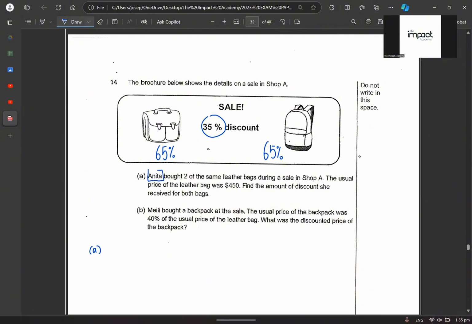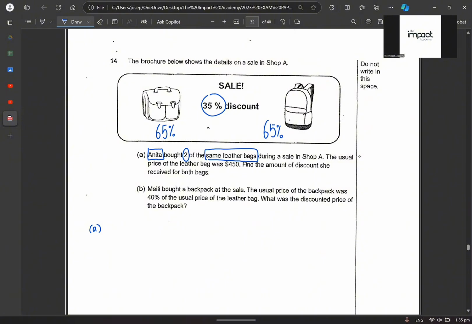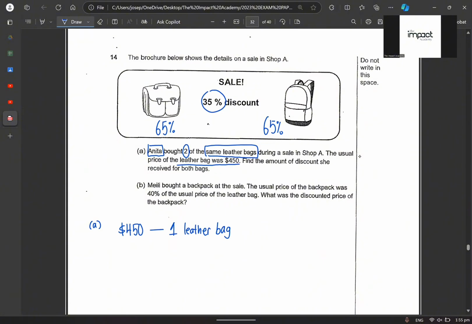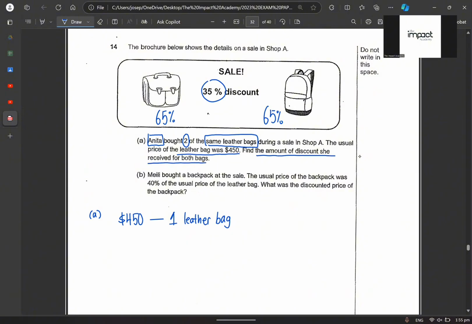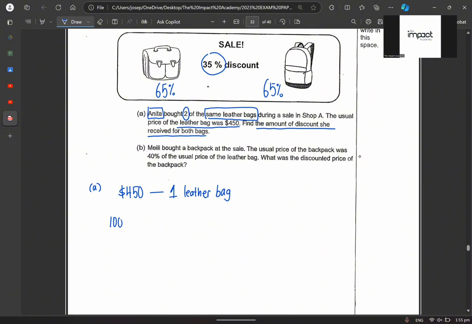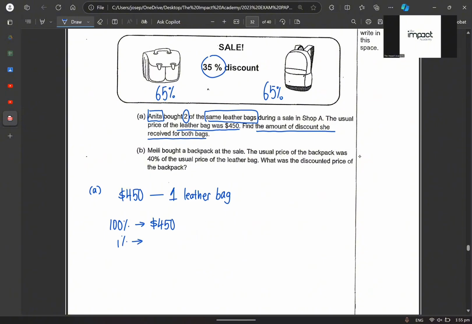This person by the name of Anita decided to buy two of the same leather bags during a sale in shop A. Now, what did they say? They say that the usual price of the leather bag was $450. Now, what is $450? $450 is actually for one leather bag. Over here you can see the question wants us to find the amount of discount she received for both bags. Since I know that 100%, which is my usual price, is $450, we want to find our 1% first. So 450 divided by 100. You just have to move back 2 places and you will get an answer of $4.50.